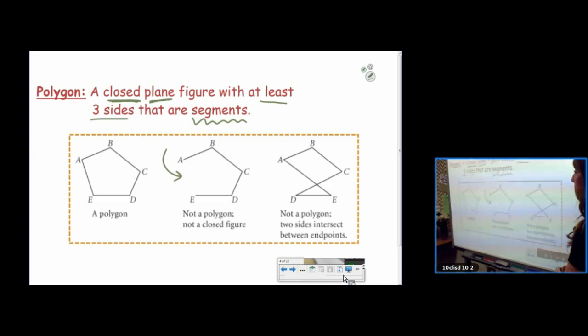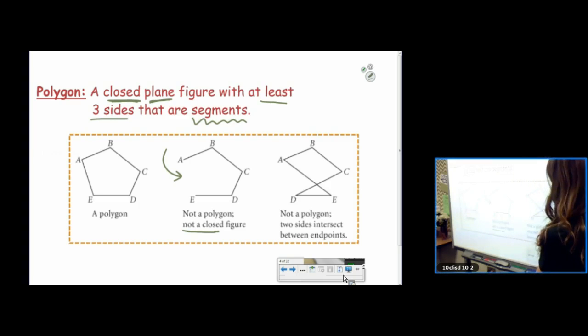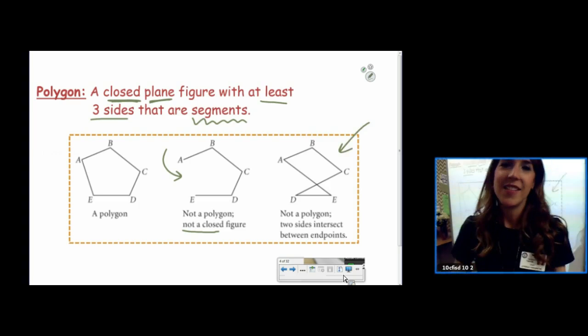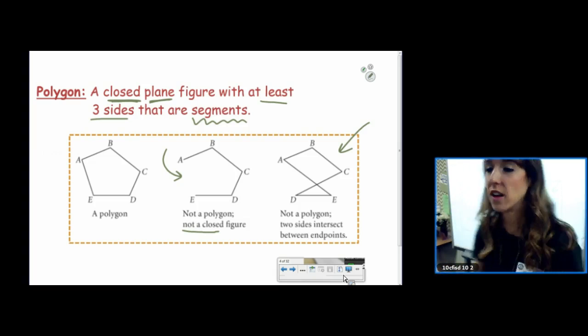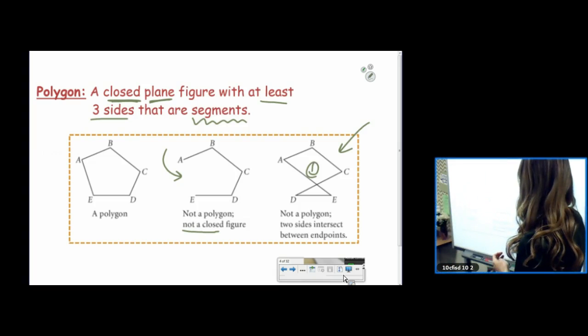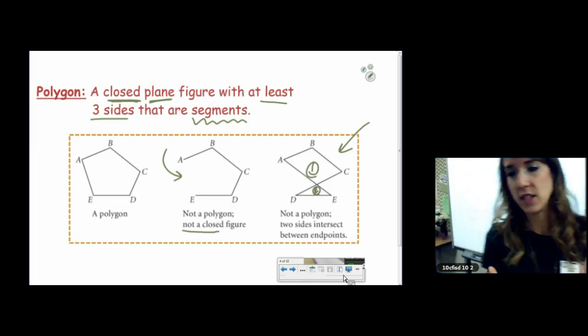So we've got a shape that's not a polygon because it's not closed. And then this one's not a polygon because the sides are not allowed to intersect like that. So that's 2 polygons. That's a polygon and that's a polygon. But I don't want you to think that whole shape is a polygon because it's not.